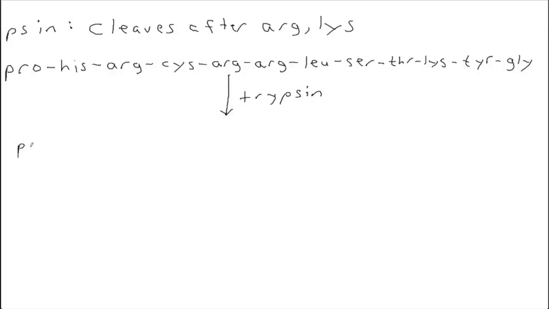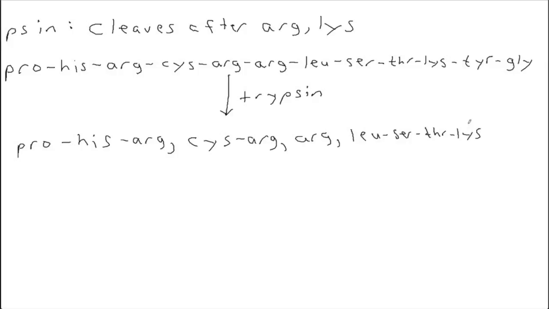So this will get cut into a tripeptide. Then we'll get cysteine and arginine, and then this bond will be cut because we're cleaving after every arginine and lysine. So we'll also get this dipeptide. Does that make sense so far? Do you understand how I got these two fragments? Yes. So what do you think would be the next fragment? Arginine alone? That's right. Just arginine alone. Then what? Then leucine to lysine. So leucine, serine, threonine, lysine. A tetrapeptide. Good. Then what? Then tyrosine and glycine.